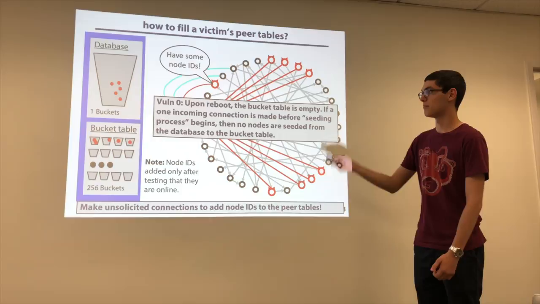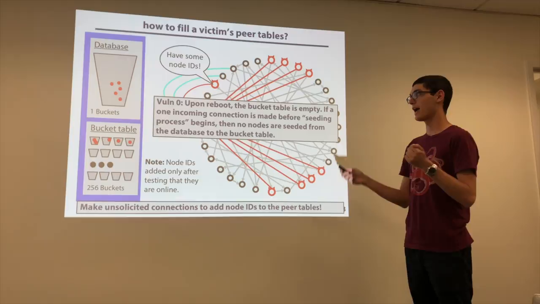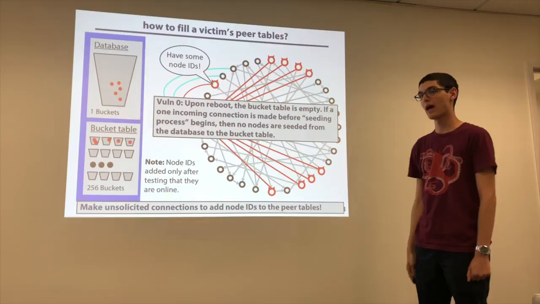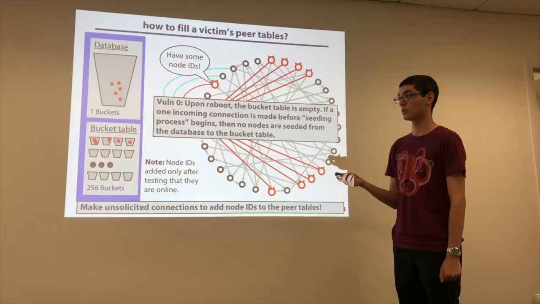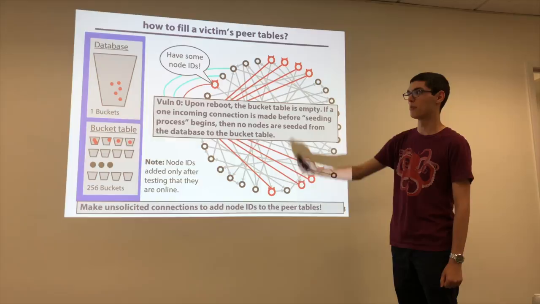Because what would happen is, the Ethereum node's listener would be online before the seeding started. And the seeding would actually be skipped if one node exists in the bucket table. So basically, make the connections quickly, and you have a high probability where the seeding doesn't happen. And that's bad, because now the attacker really has no competition. On reboot, the victim is really vulnerable. The bucket table is empty. He needs some really good seed nodes from the database who are honest to make sure that there's not one attacker who can just fill all the buckets in the bucket table. So that's one vulnerability.